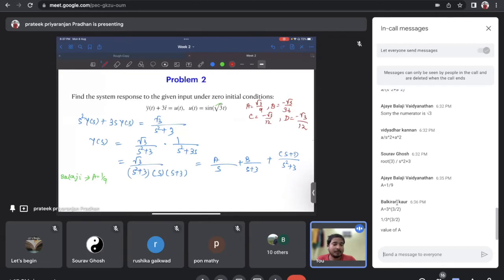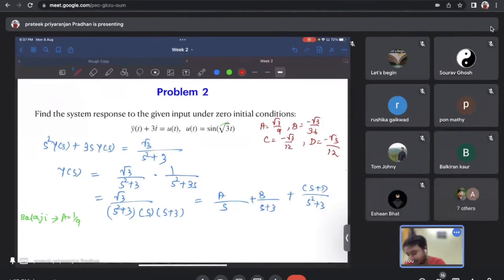Okay, you can just recheck these values. I have calculated these values, so you can check. Okay, so let's proceed. What I want is y of t, but I have y of s, so I can do the inverse Laplace transform.